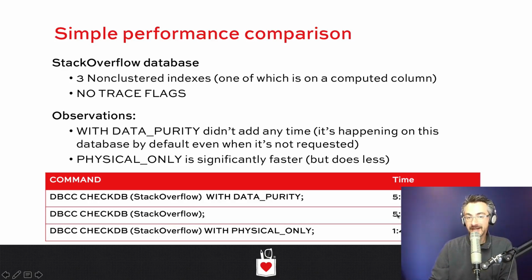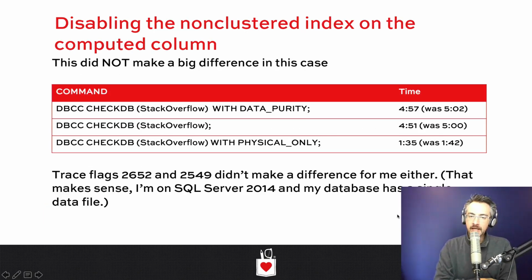But if it's only in an index, I could just drop that index and recreate it. In mine, I had a non-clustered index on a computed column. Here, for me, I've never seen it make a tremendous difference. It's not large, but at the multi-terabyte database, I have seen that make a difference.